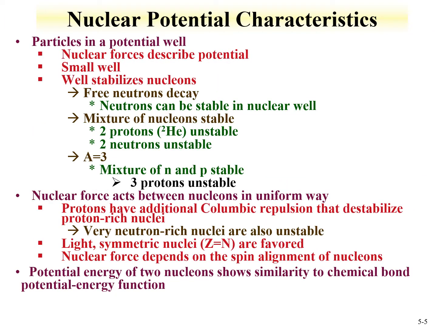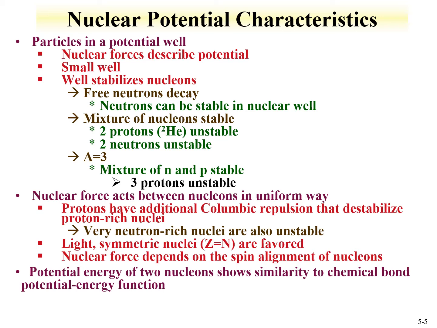Now a nuclear potential is where these nucleons can act together, form a nucleus, and then provide properties that we can observe on this nucleus. We've already talked a little bit about nuclear potentials, but these nuclei can be particles in a potential well. The nuclear forces describe the potentials. The well is small. And we also know that the well can stabilize nucleons. For instance, I can put neutrons into a nuclear potential, and they can remain stable.